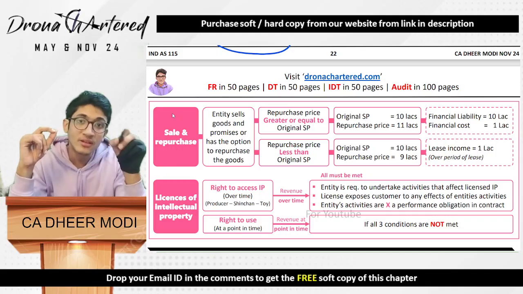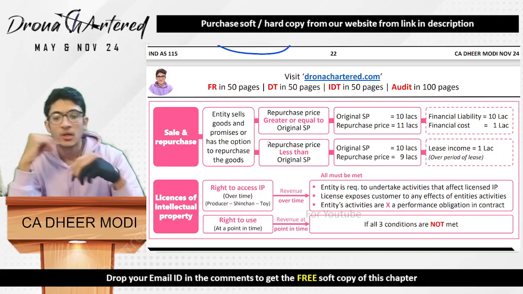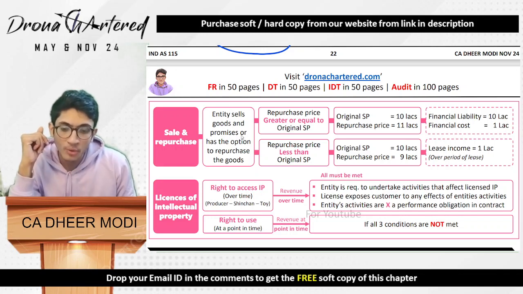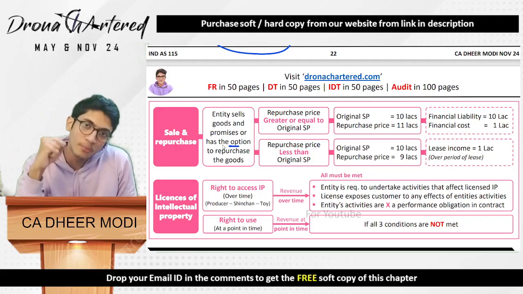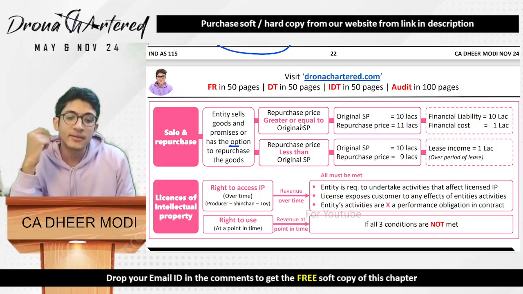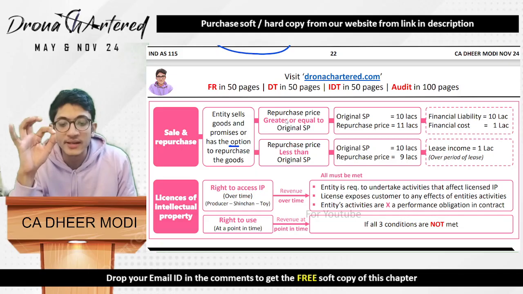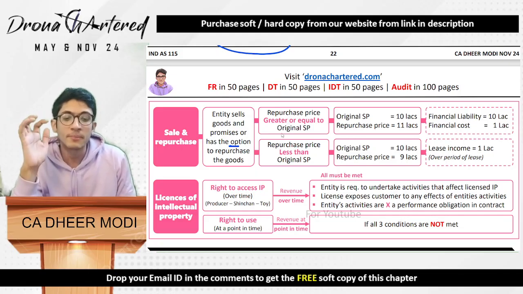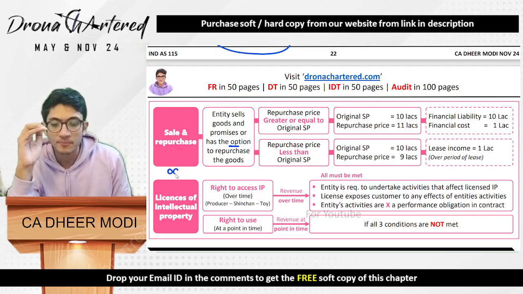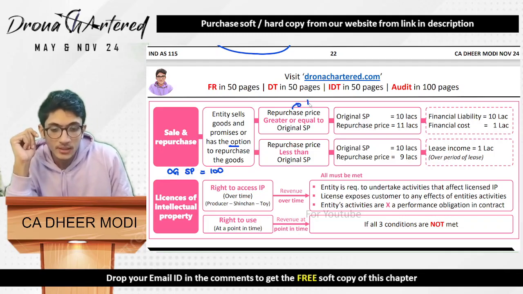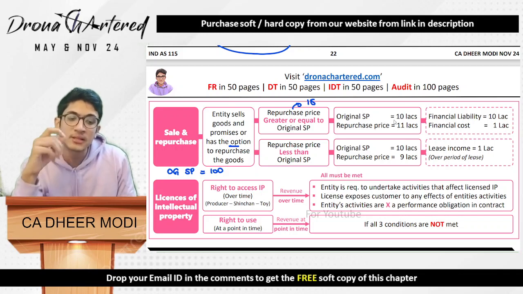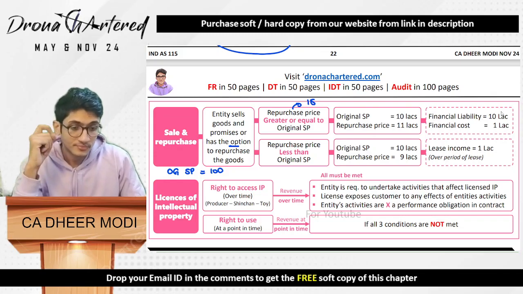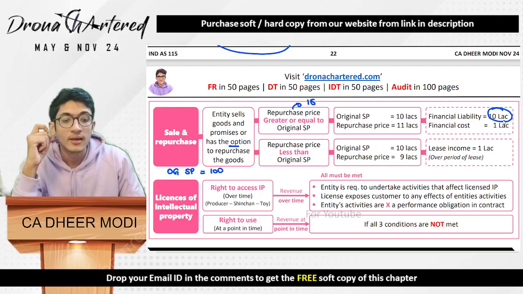Basically, I have provided you with a finance of 50 rupees. So in such a case, when the entity sells goods and promises or has the option to repurchase the goods, I have first sold and then I have an option to buy this later whenever. If the repurchase price is greater than or equal to the original selling price, say for example, original selling price is 10 lakh and repurchase price is 11 lakhs, in such a case your financial liability is only 10 lakh and 1 lakh is your financial cost.